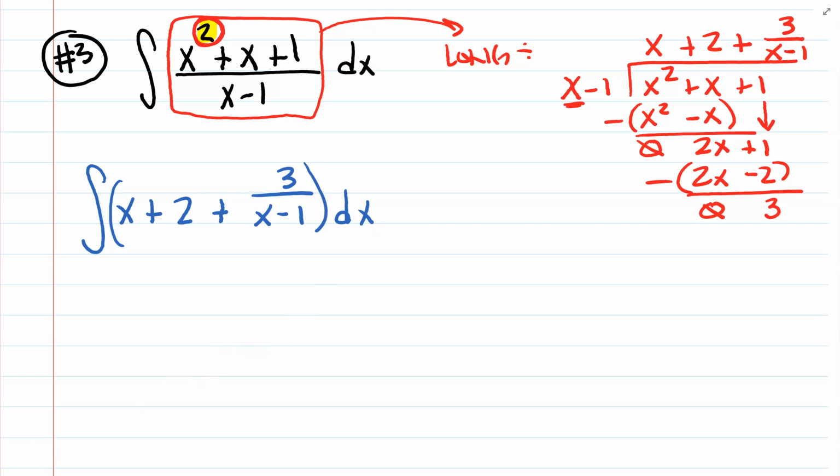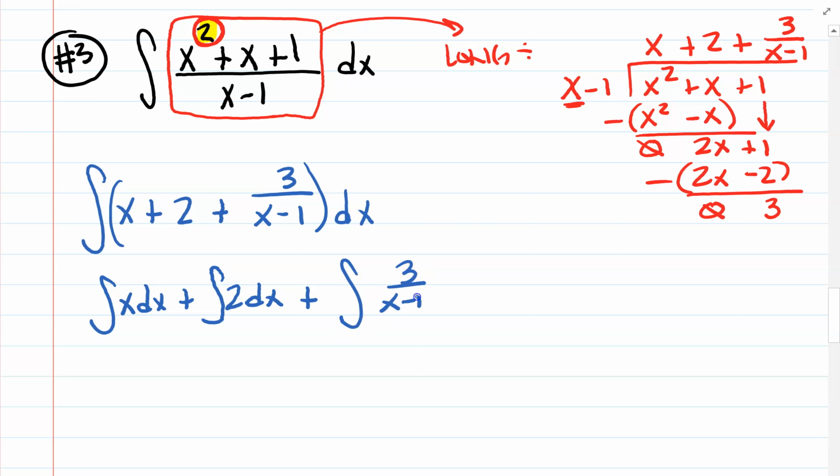Okay, so from here, since we have a sum, we can break all these up and say this is our integral of x dx plus our integral of 2 dx plus our integral of 3 over x minus 1 dx, okay? This is straightforward. This is just going to become x squared over 2. This is just going to become a 2x. That's not too hard to see.